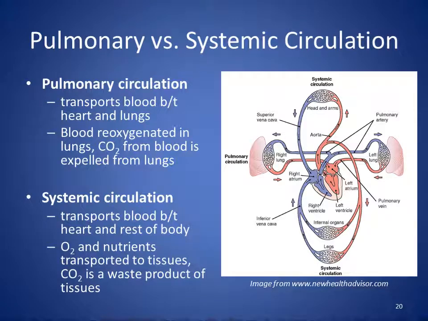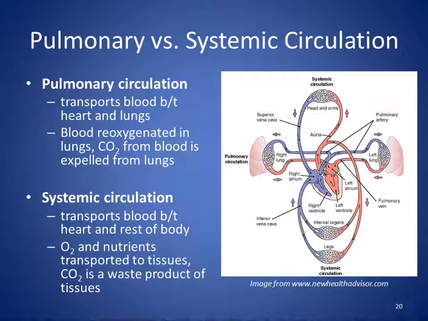Within the cardiovascular system, we can also speak about a pulmonary circulation versus a systemic circulation. Looking at the pulmonary circulation, this is the system that transports blood to and from the heart and lungs. Once in the lung, CO2 is given off from the blood and the blood is reoxygenated. And the CO2, of course, is expelled from the lungs through the act of respiration.